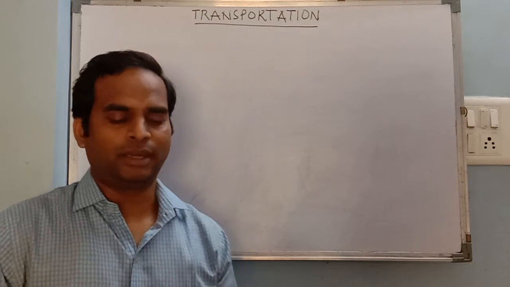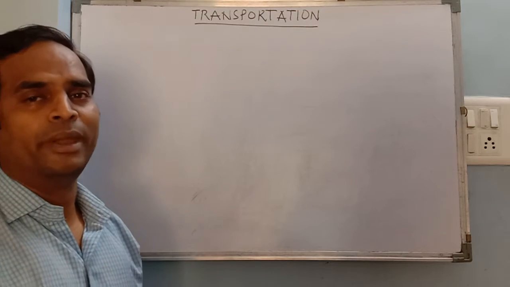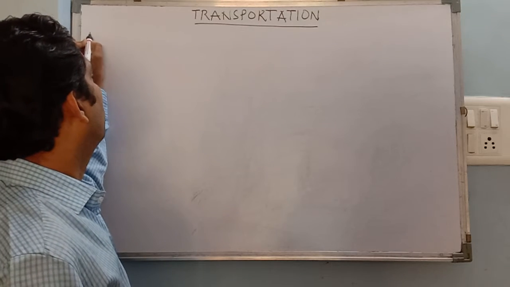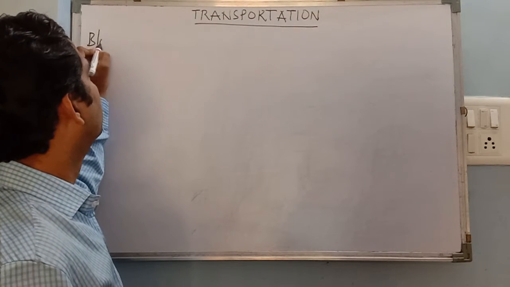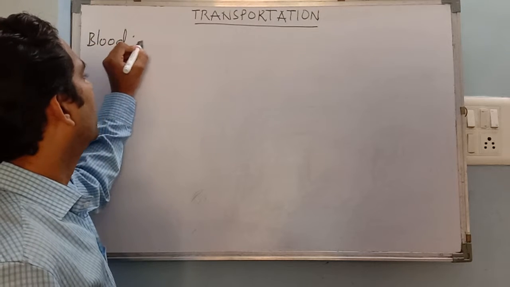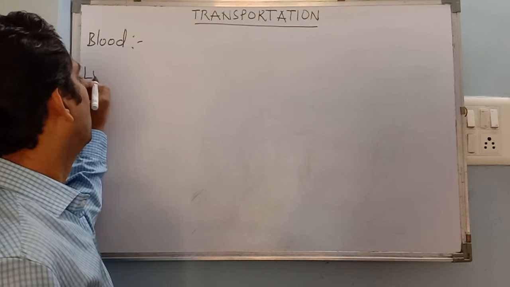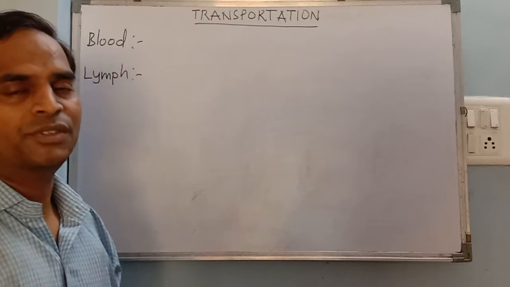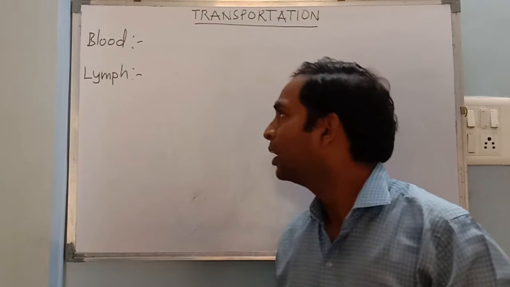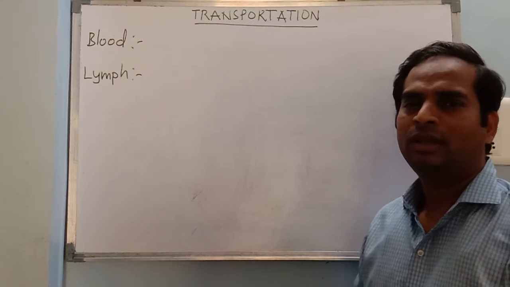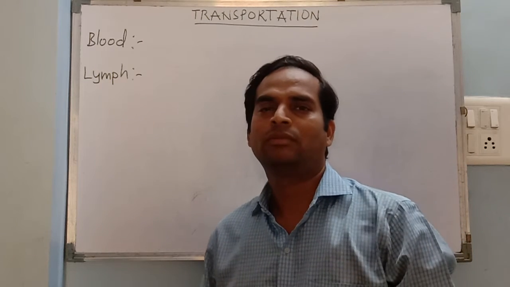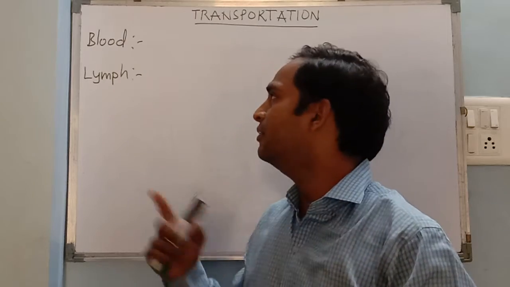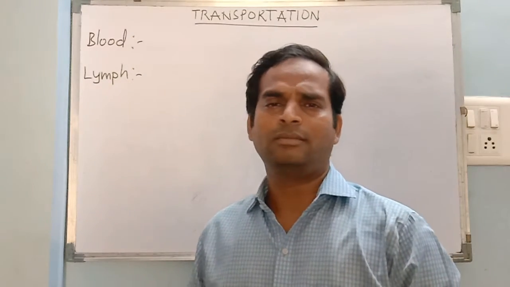So basically it consists of two main systems which we call the blood circulatory system and the lymphatic system. These are the two main fluids which are transported in our body, blood and the lymph. Now there is a question you might come across: distinguish between blood and the lymph. So what should be the answer?